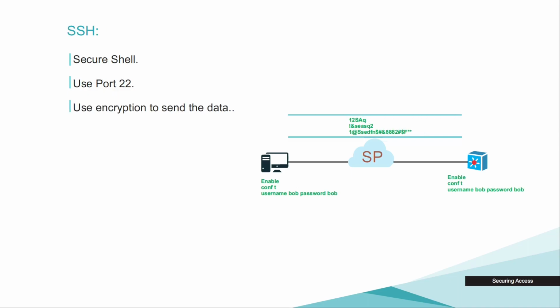Unlike Telnet, SSH encrypts the data. As we can see in our example, we need to configure our device with username Bob, password Bob. So we will send the data, and anyone in the middle will see the data encrypted, similar to that. So no one can understand what data we send or what we configured our device with, except our device. This is called encryption.